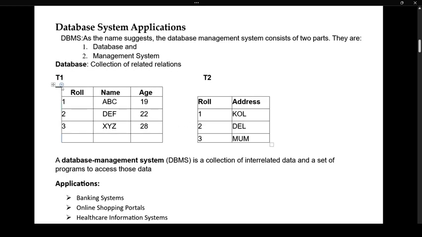Let's consider an example, table 1 and table 2. In table 1 we have roll number, name, age, and in table 2 we have roll number, address. As we can see, both tables have a common attribute, that is roll number, which means both tables have a relation between them. These types of tables which have a relation between them are together called a database. A collection of related relations is nothing but a database.